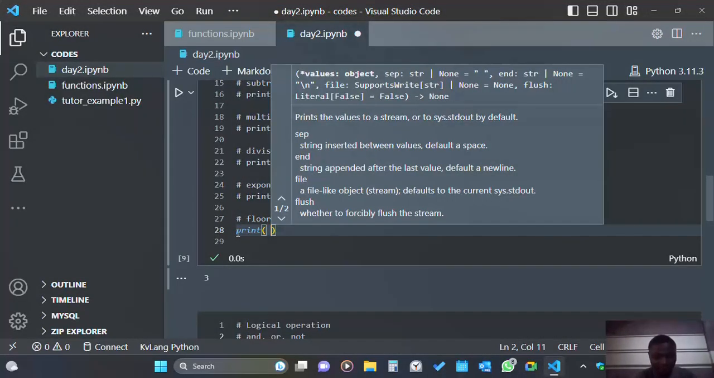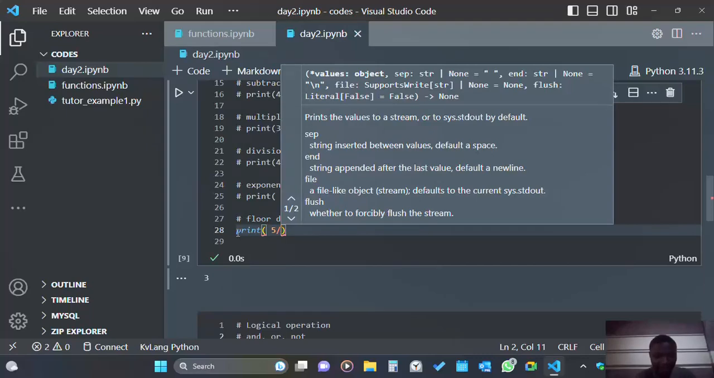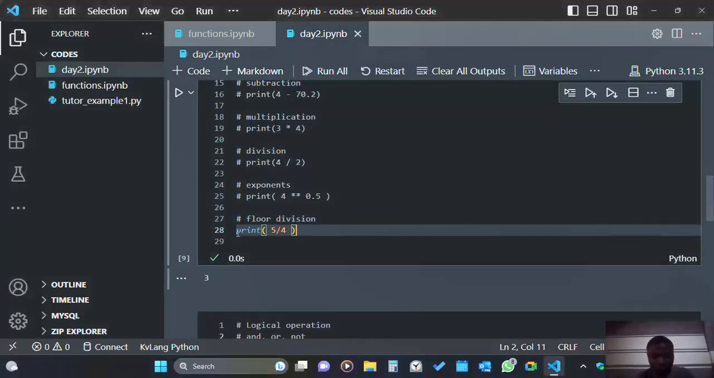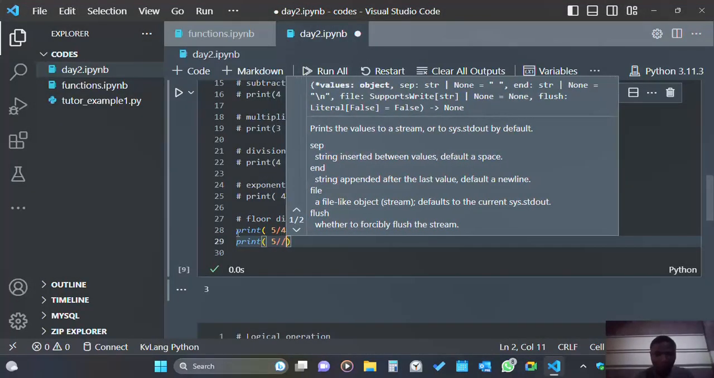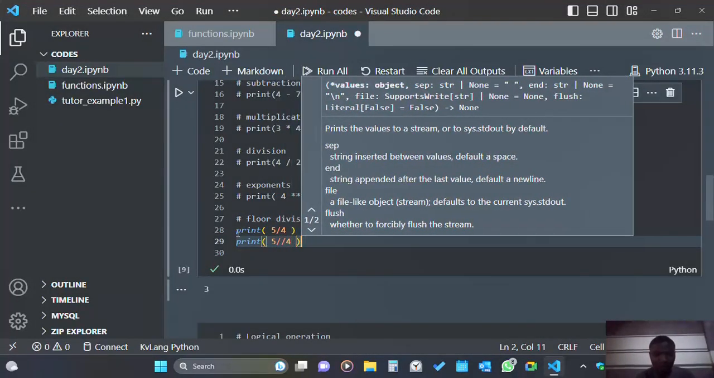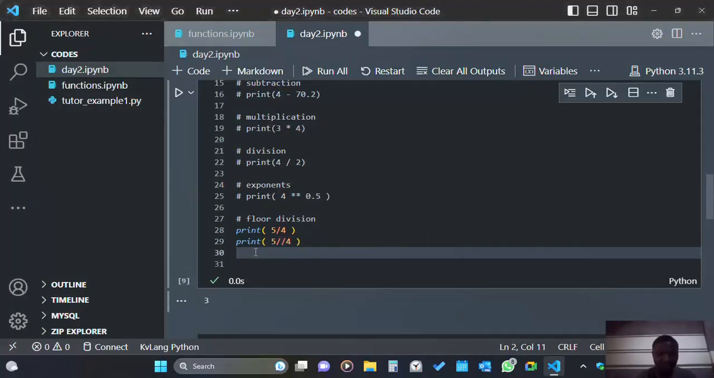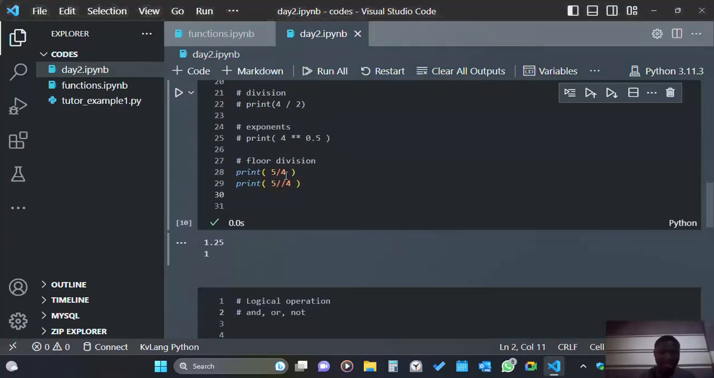So print 5 divided by 4. Okay, then we say print 5 floor divided by 4. So we have these two print functions. Let us see the difference in their answers. Now you realize that the first one, the answer given was 1.25, but with floor division, it removes all the decimal numbers. It doesn't round it up, it removes all the decimal numbers.